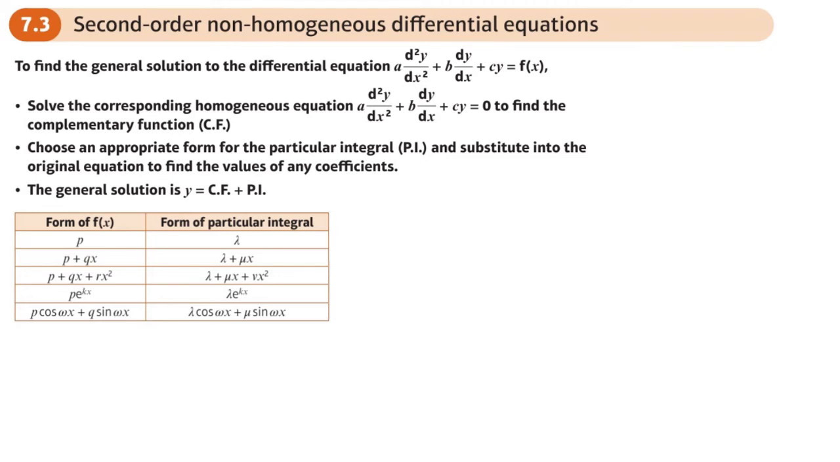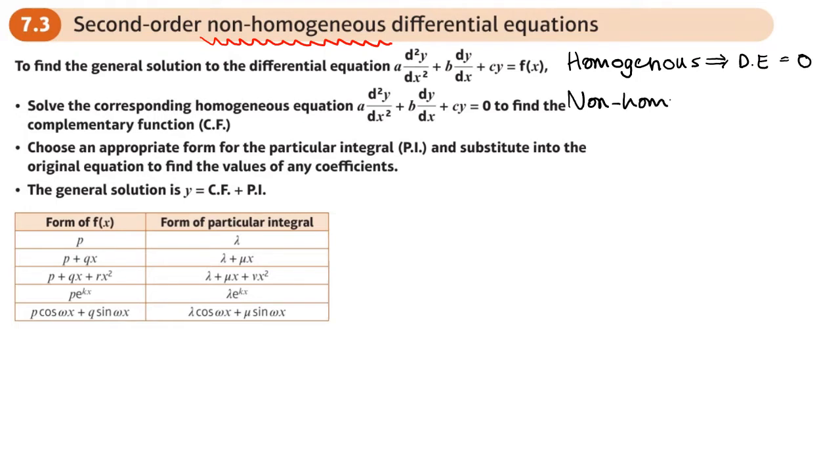This is the third section of the methods in differential equations, and here we look at second order non-homogeneous differential equations. Now we know what a homogeneous differential equation is. Homogeneous is where you have your differential equation, let's call it dE, equal to 0.